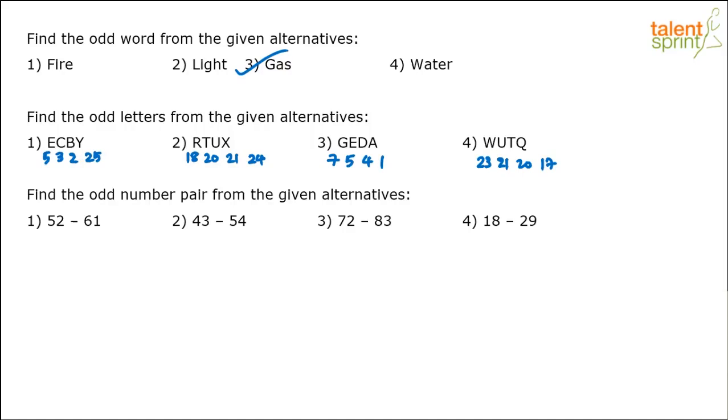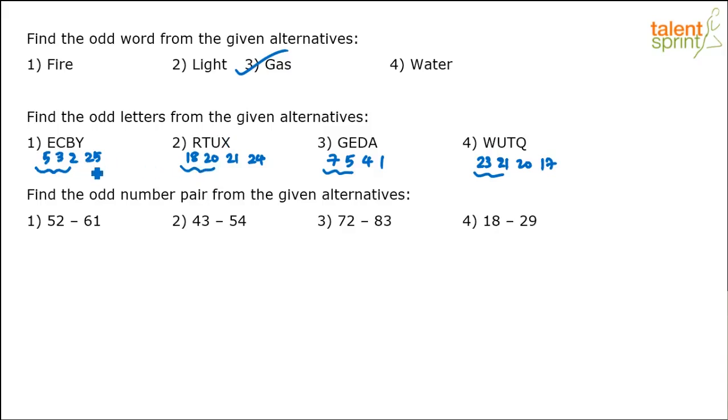If you observe, one simple observation is the difference between the numerical positions of the first two letters is always 2. 5 minus 3 is 2. 18 difference 20 is 2. 7 difference 5 is 2. 23 difference 21 is 2. Of course, RTUX is the one where it's minus 2 basically. 5 minus 3 is 2, 18 minus 20 is minus 2, 7 minus 5 is 2, 23 minus 21 is 2. So RTUX looks to be the odd one.